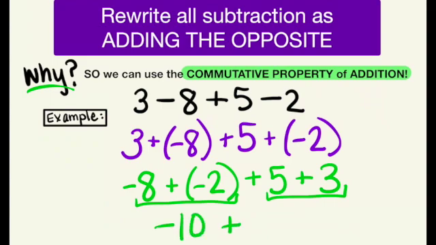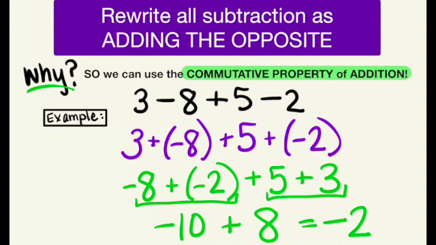And 5 plus 3 is a positive 8. Now I can do my different signs. So I'm going to subtract them and keep the sign of the bigger number, and I'll get negative 2. So you can see that using the commutative property of addition can help us to rewrite our expressions so that it's a lot faster and easier for us to simplify or solve.